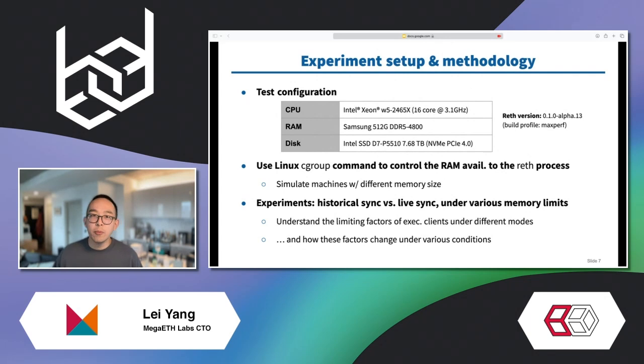Our test server is very beefy. It has 500 gigabytes of memory and a very fast SSD. The CPU core count here doesn't matter because the workloads are single-threaded, so it cannot use that many cores anyway. To simulate machines with different memory sizes, we also use a tool in Linux called cgroup to control the amount of memory available to Reth. And we run many experiments in different configurations, trying both historical and live sync in Reth, and also different memory limitations. And then we can study how Reth performs under these different configurations.